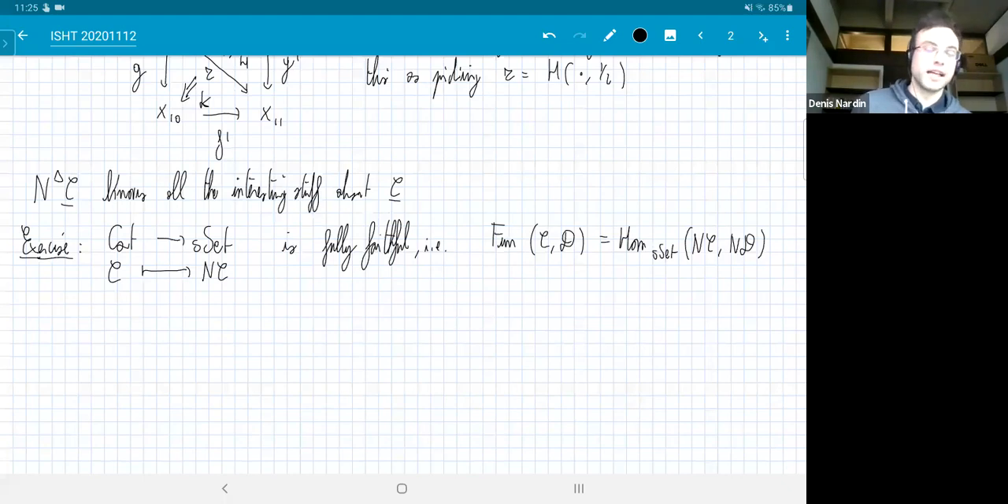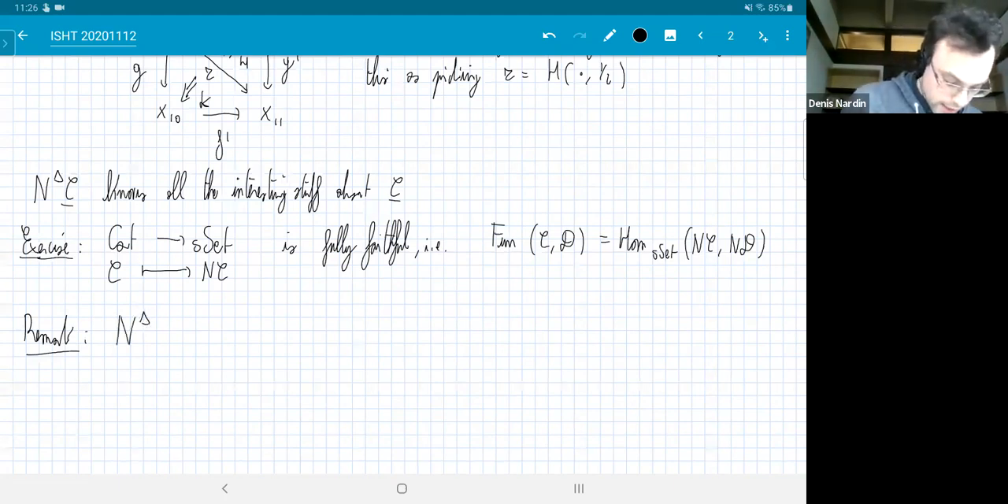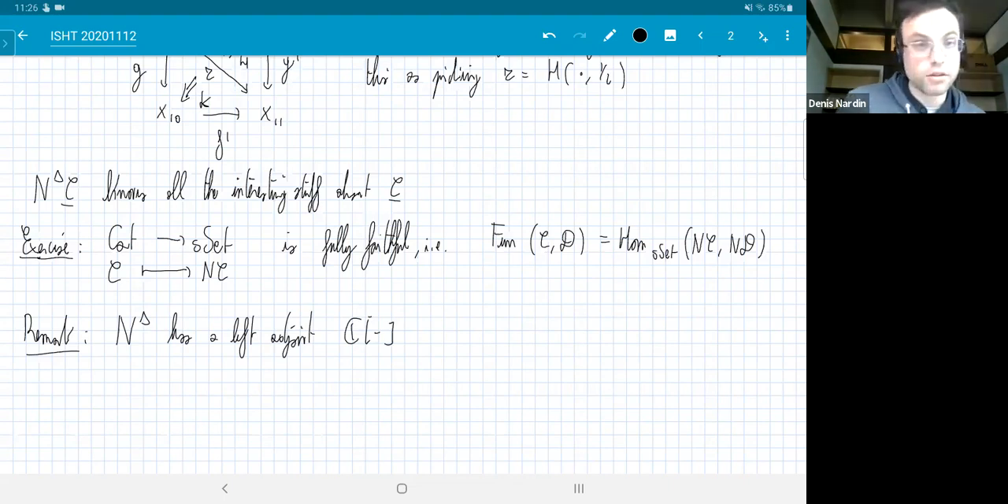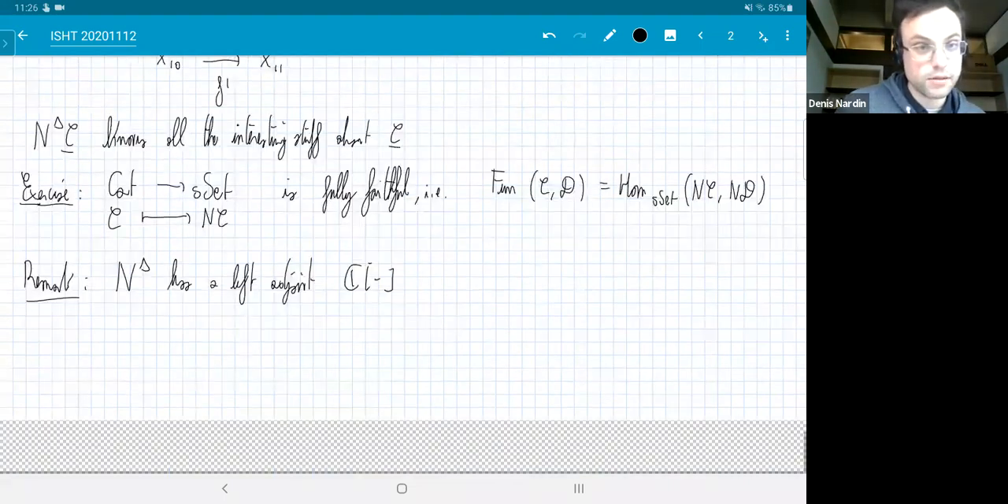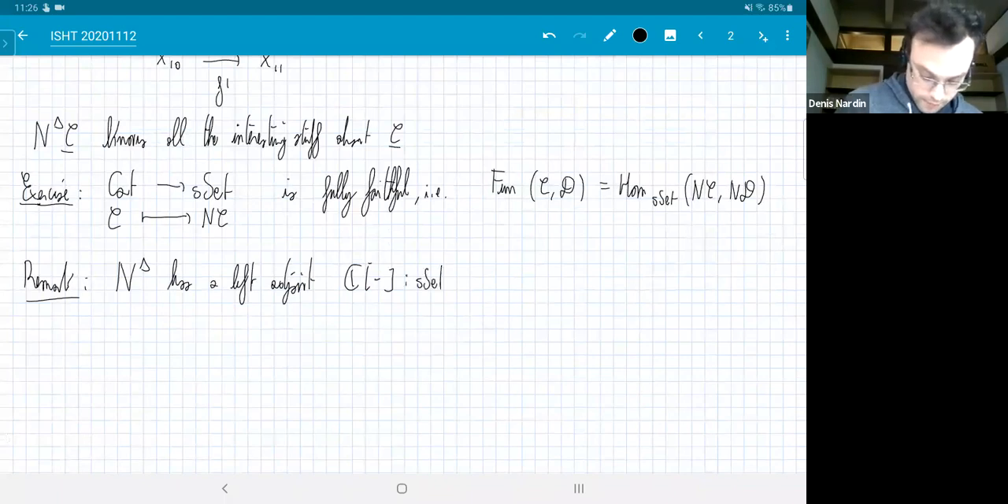And I'm going to claim that for Kan-enriched categories, this is not true anymore. The coherent nerve doesn't capture everything, but it captures everything up to homotopy. In fact, we could prove a theorem similar to the one I proved at the beginning of this lecture. So this is a remark. I'm not going to prove this because it would take us way too far afield. But N_Δ has a left adjoint, it's called the Cordier map, from simplicial sets to simplicial categories.